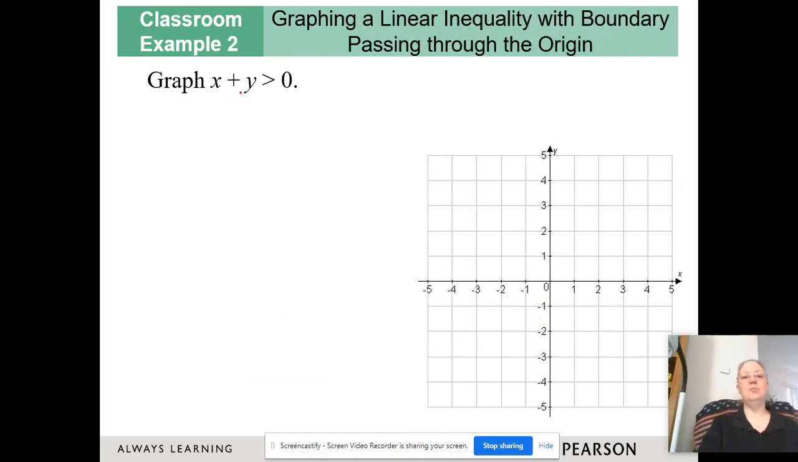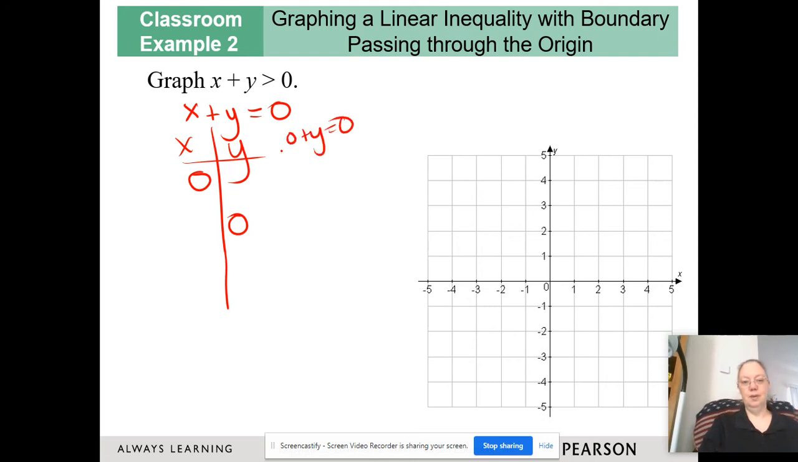All right, x plus y is greater than 0. First thing we have to do is graph the boundary. This is the boundary. Again, it has nothing to do with an equal to here. The boundary is always equal. So we plug in 0, and I can already see a problem. What happens if I plug in 0? I get y is equal to 0. So if I plug in y equal to 0, guess what? I'm going to get 0.